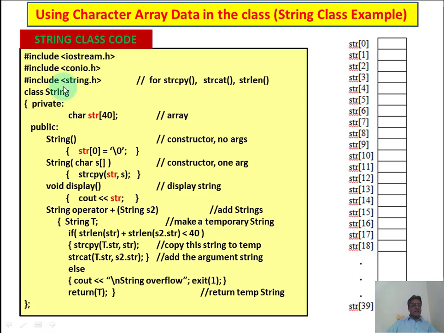Class string, this is our class name. String is the user-defined class name. In the private section we have just an array of 40 characters. This is a character array. The name of this array is str, and it can store 40 characters in its memory.